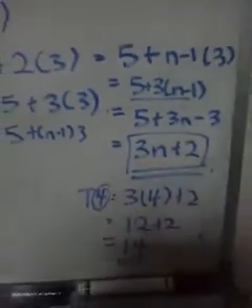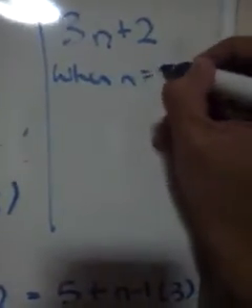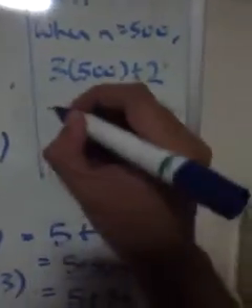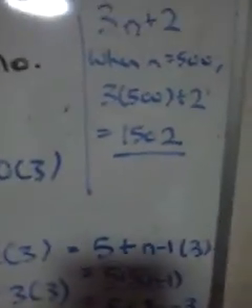And the question asks you, what about figure number 500, if I remember correctly? So figure number 500, just use the same formula. So 3n plus 2. So in this case, what's your n? When n is equal to 500, so you write down 3 bracket 500 plus 2, which is equal to 1500 plus 2, which is 1502. And that's the answer.